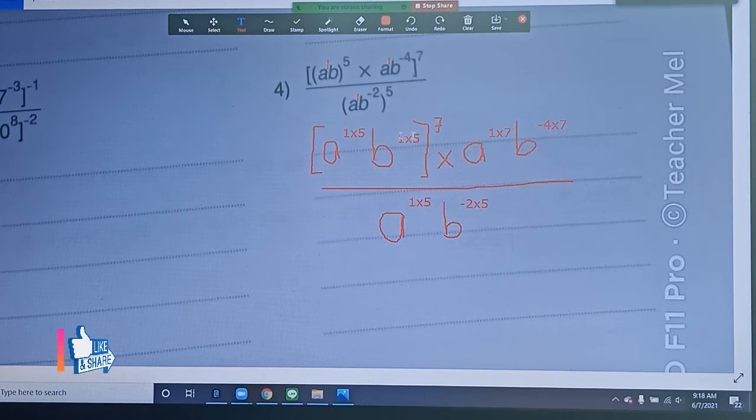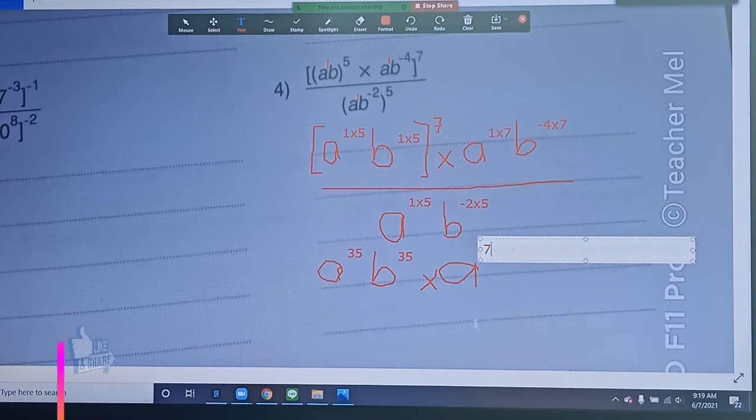Now let's simplify this bracket. All you have to do is write A, then 1 times 5 is 5, and then multiply by 7, and that will become 35. And then for B, 1 times 5 is 5, again times 7 is 35. Then simplify this part, it will become 5. A, 1 times 7 is 7. And then B, negative 4 times 7 is negative 28.